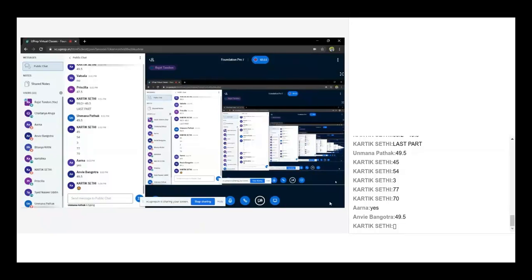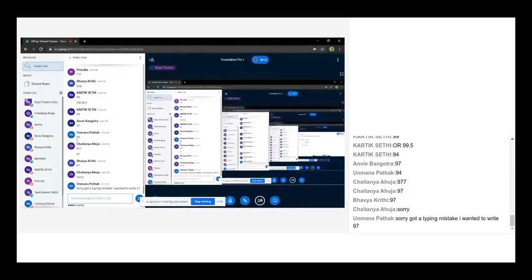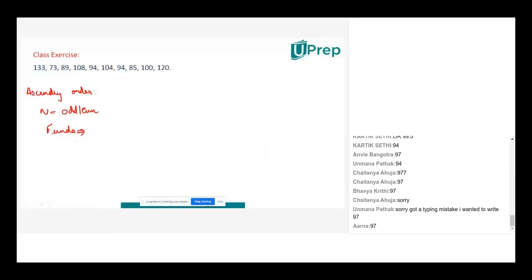Okay, now find the median of this quickly. No problem. Okay, 97 has come. Arrange in ascending order. What is the smallest number? 73. What comes next? Nothing in the 70s. We have the 80s. We have 85, and then we have 89. After 89 we've got two 94s. 94s are out. Let's move on to 100. After 100 comes 104. Then comes 108. Then we have 120 and we have 133.